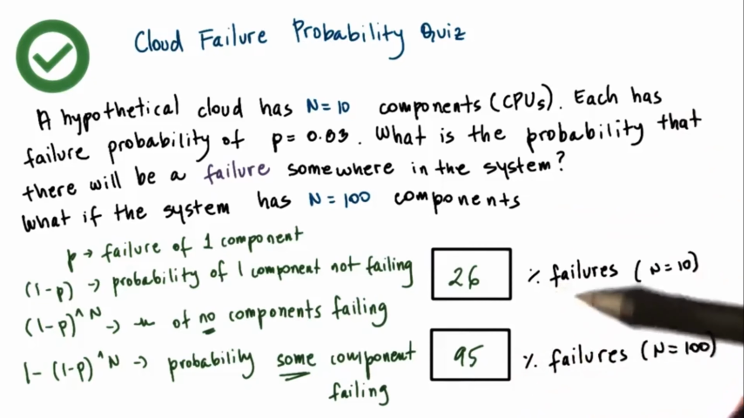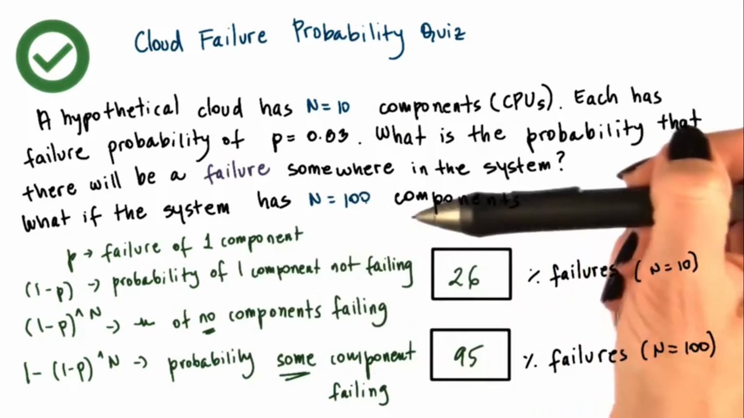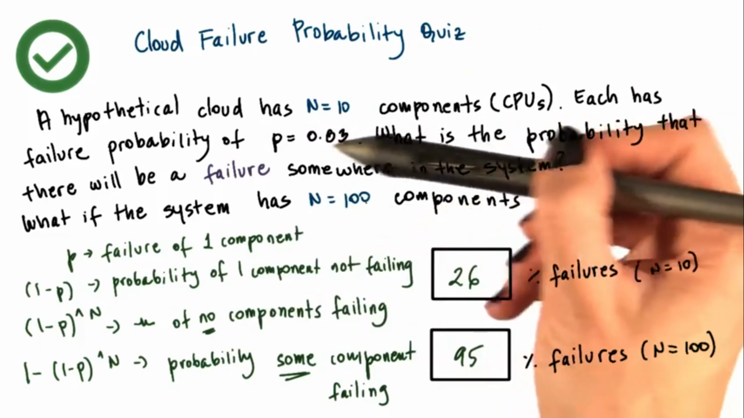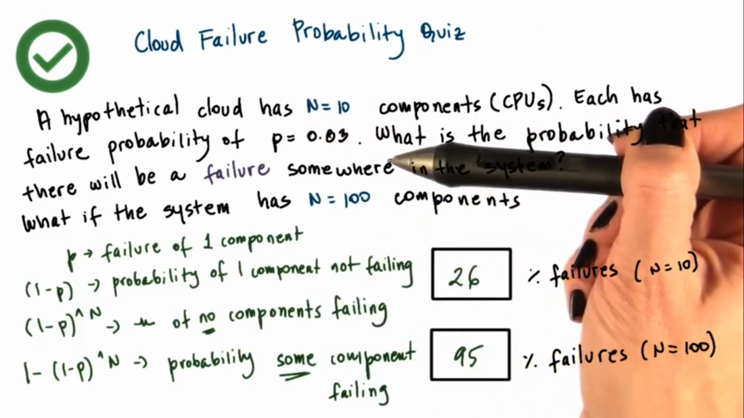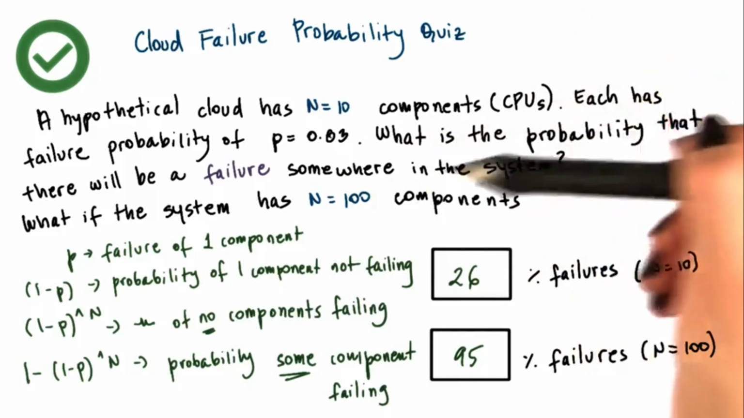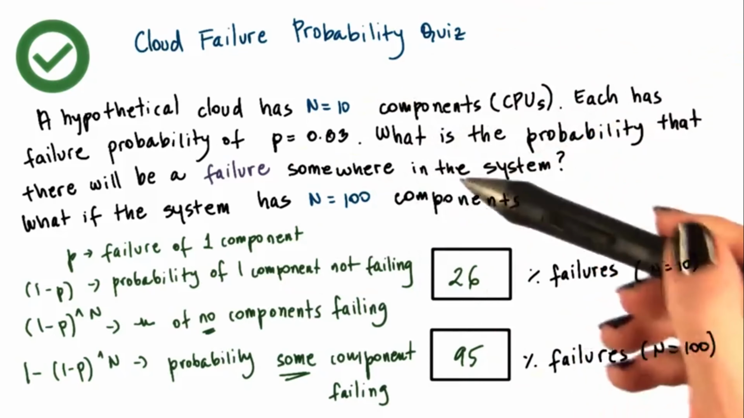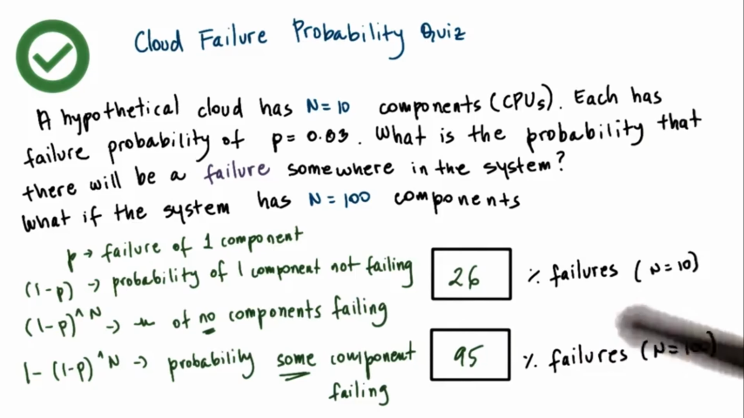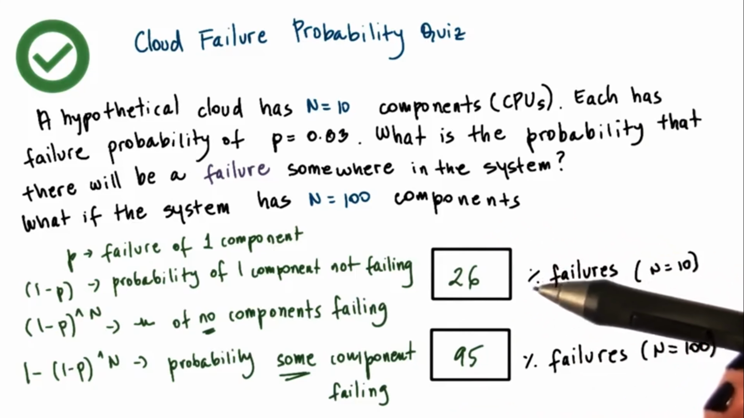Our cloud systems don't have 10 or 100 components. They have thousands and hundreds of thousands of components. Yes, they may be more stable than this 0.03 probability of failure, but the point is that things will fail. The more components you put together, the more you'll have situations in which something somewhere is failing. So you have to have mechanisms that are prepared to deal with those kinds of failures.